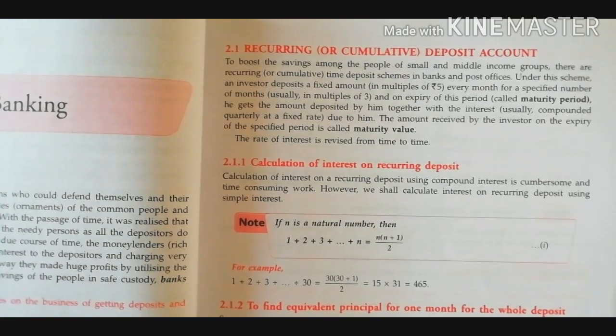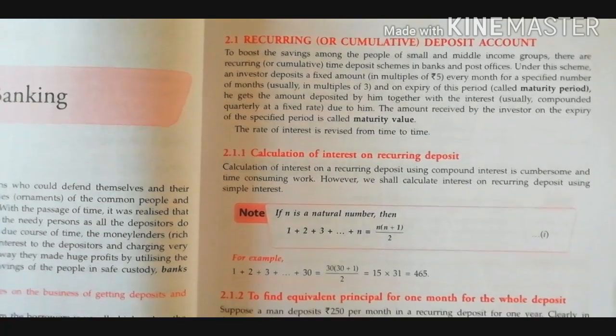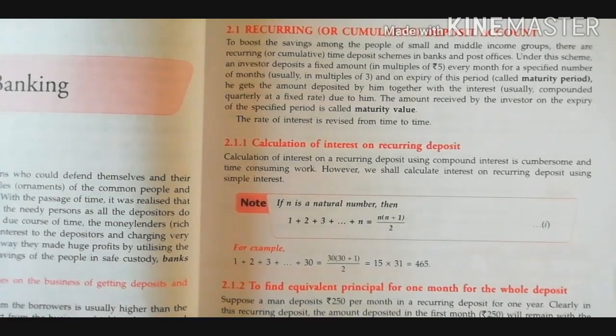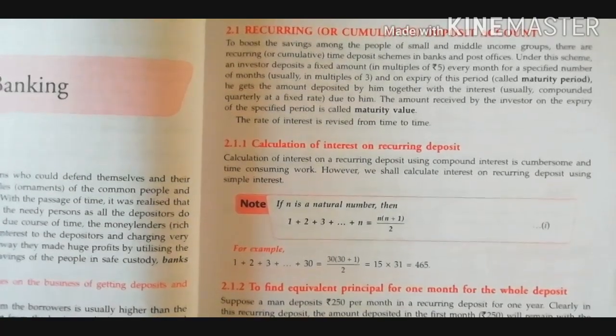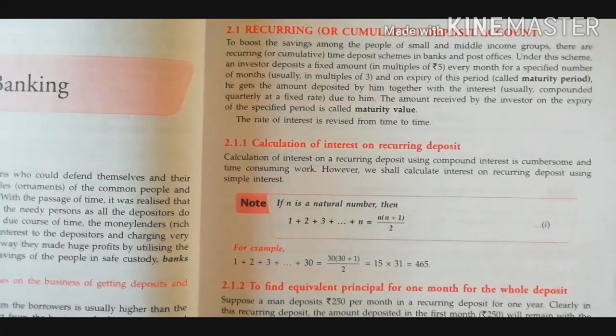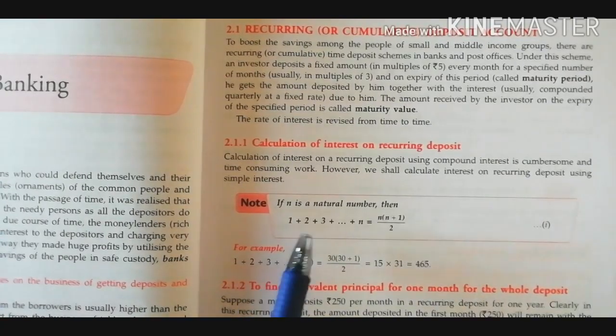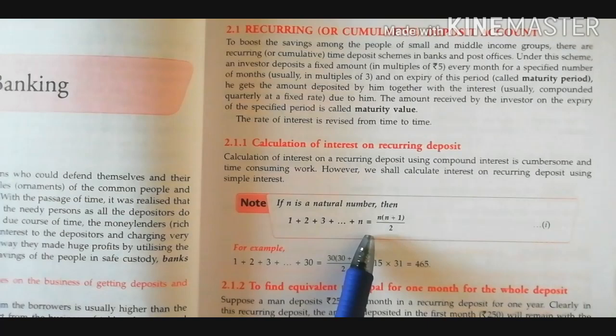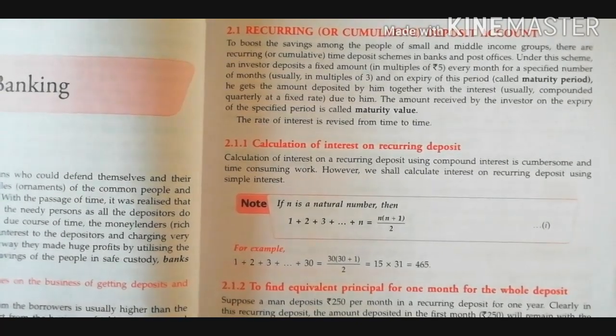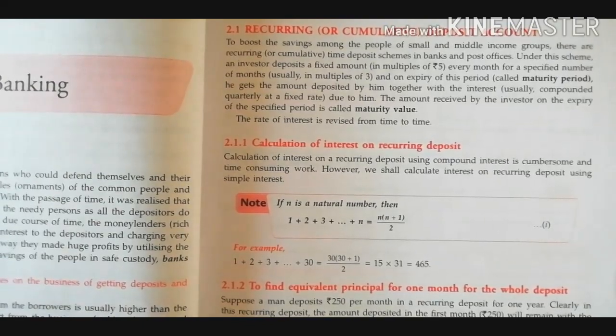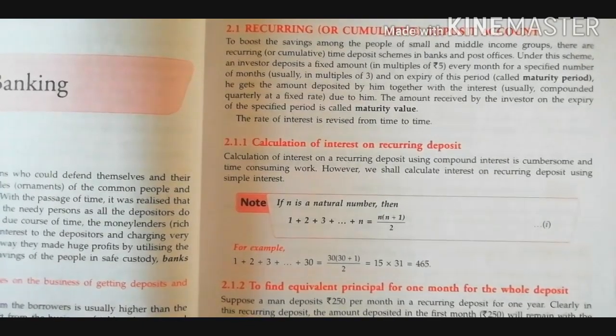Before that, we should know the sum of the first n natural numbers. There is one formula here. If n is a natural number, then 1 plus 2 plus 3 plus up to n, that is the sum of the first n natural numbers, can also be written as n into n plus 1 divided by 2. We get this equation by using arithmetic progression, which you will learn later.